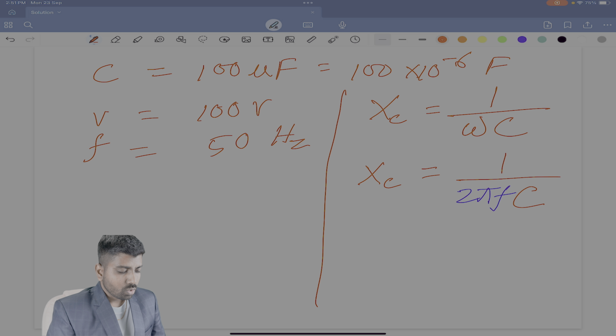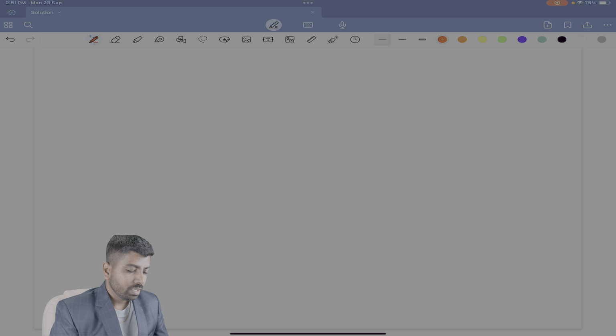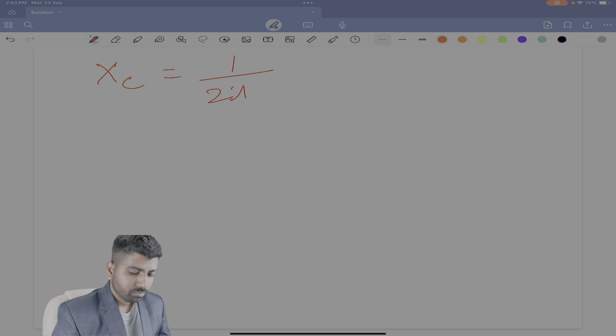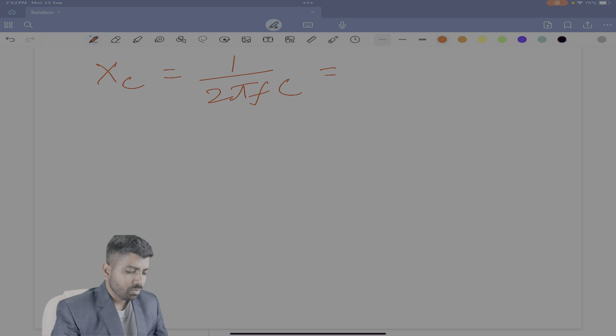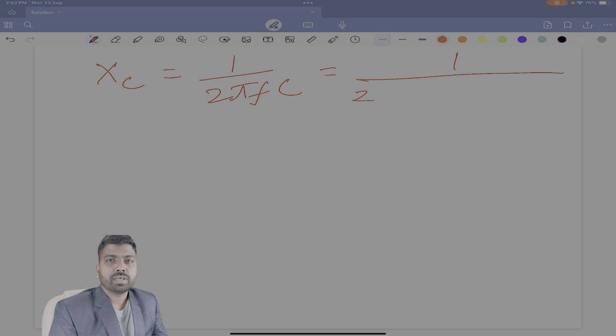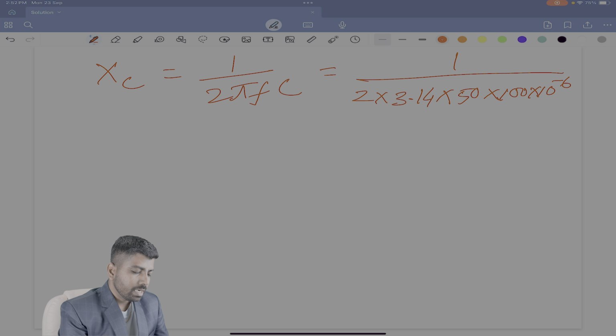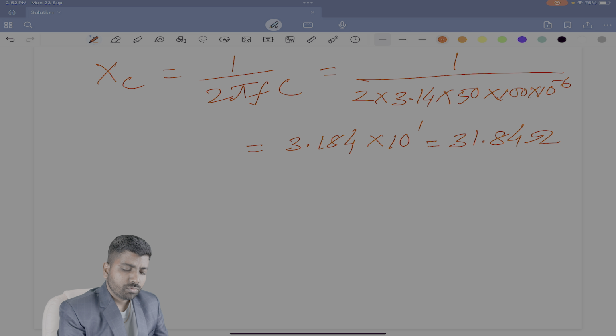So we have a capacitor, right? If I put all the values here, I will get Xc, the impedance of the capacitor, equal to 1 divided by 2 pi f C. This is capital C. So 1 divided by 2, the value of pi is 3.14 approximately, the frequency is 50, and the capacitance is 100 into 10 to the power minus 6. Of course, I can write 10 to the power minus 4. After all this calculation, the value comes to 3.184 into 10 to the power 1, that means 31.84 ohm. So we are getting 31.84 ohm.